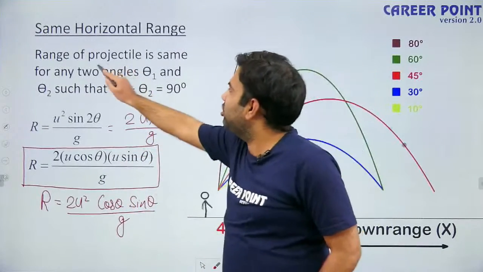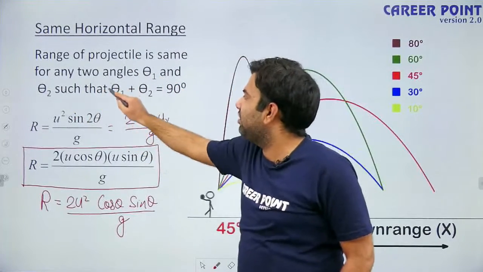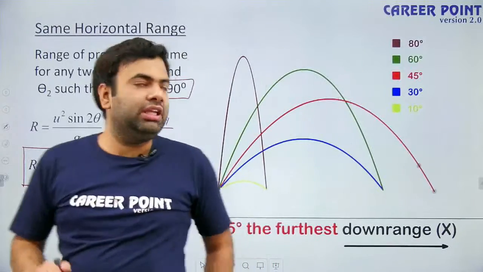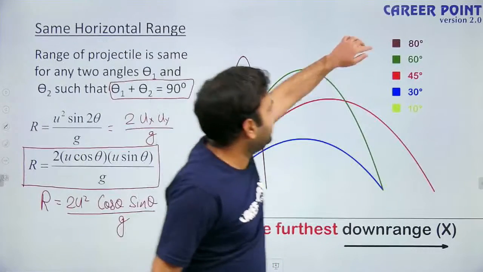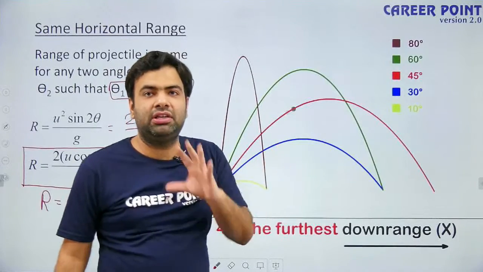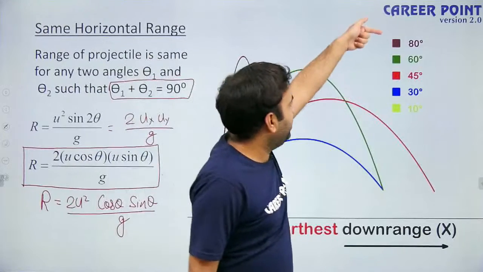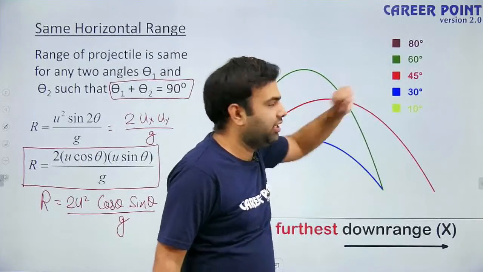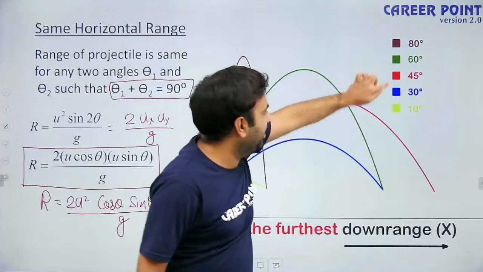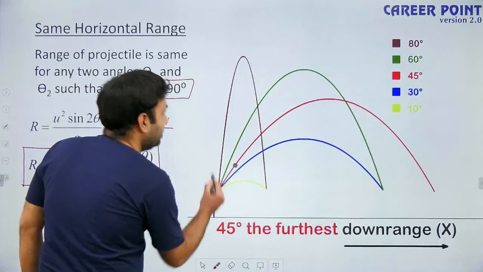See, the range of a projectile is same for any two angles theta 1 and theta 2 if theta 1 plus theta 2 is equal to 90 degree. That means, see, we are throwing this particle at 80 degree, 60 degree, 45 degree, 30 degree and 10 degree. In all the cases, speed is same. Then for 80 degree and 10 degree, we will have same range. See, this is 10 degree and this is 80 degree.